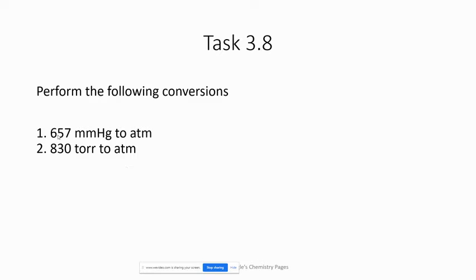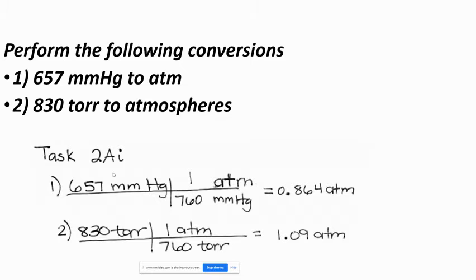So use that formula sheet, and see if you can convert from millimeters of mercury to ATM, and then also see if you can convert between torr and ATM. Your dimensional analysis will come in handy here if you would like to take advantage of it. So here are the answers you should have ended up with for those. You can pause the video and check your answers if you'd like.